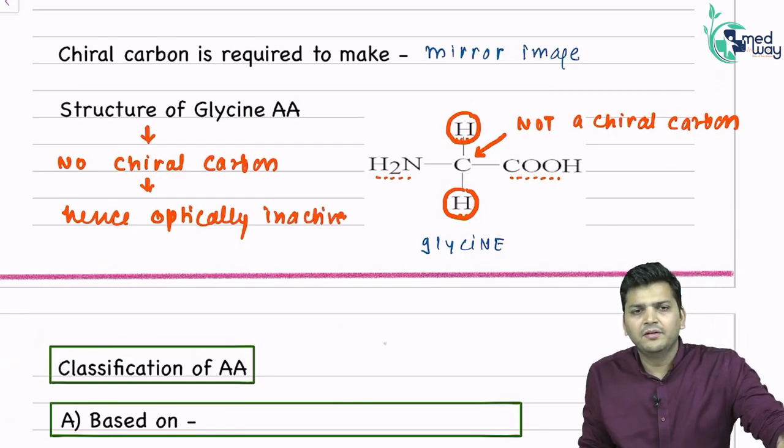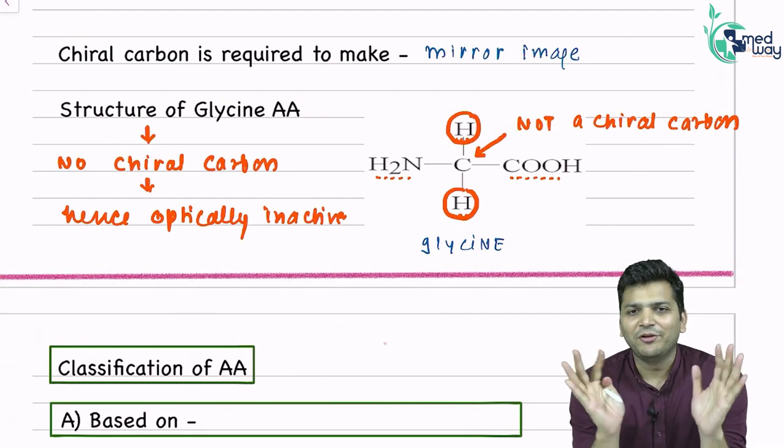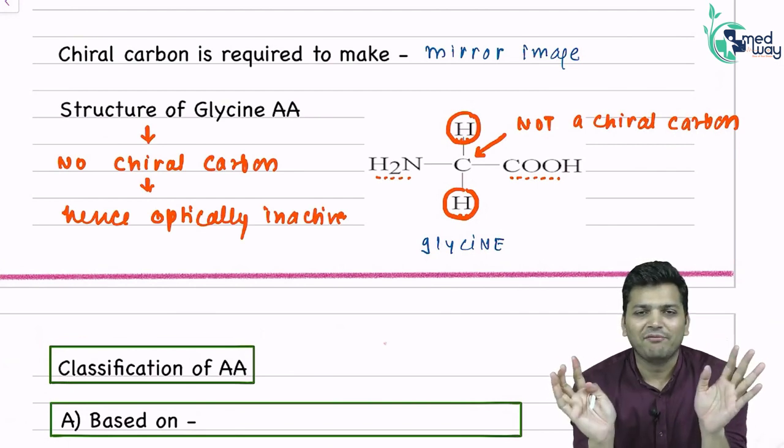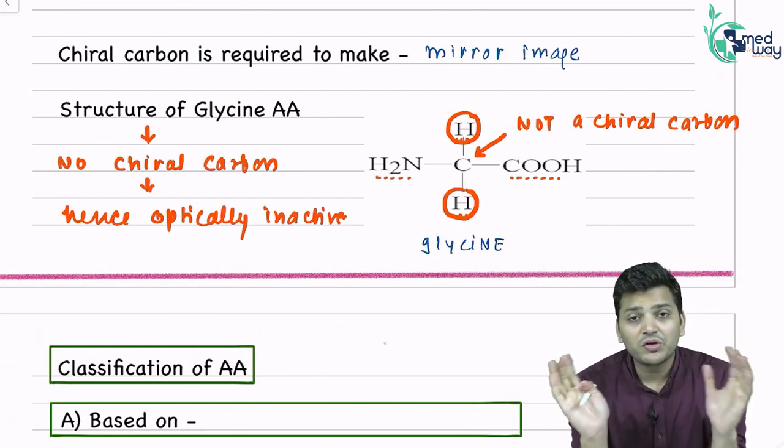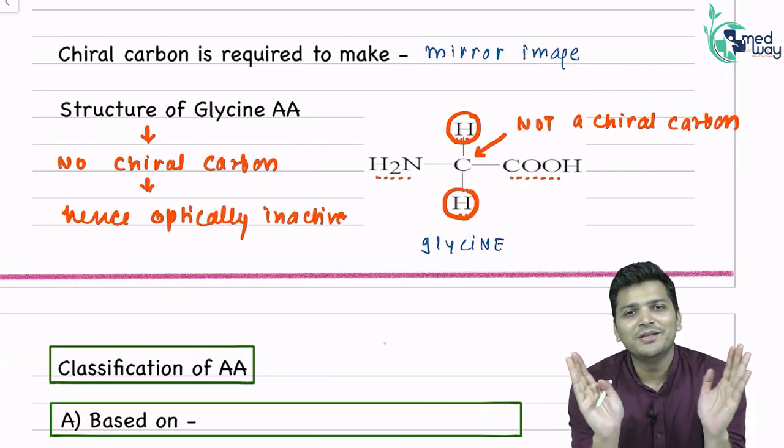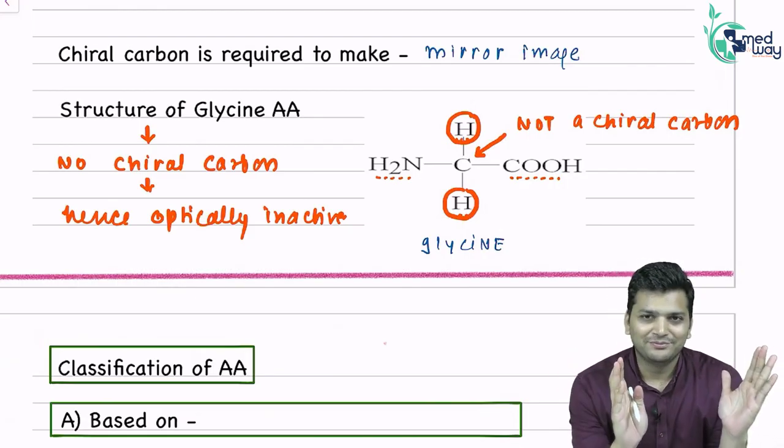Optically inactive. So we have understood 3 definitions. Let's recall them first. Most of the amino acids are found in which form in humans? Alpha or beta? Alpha, right?